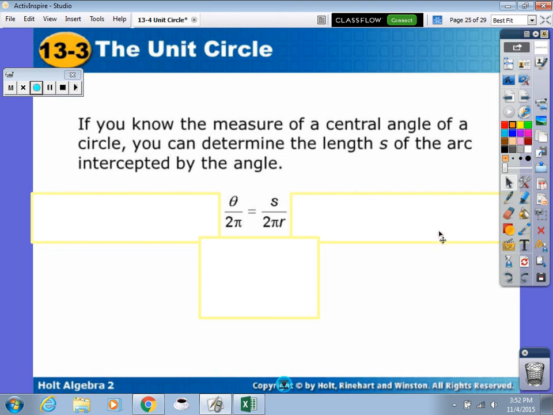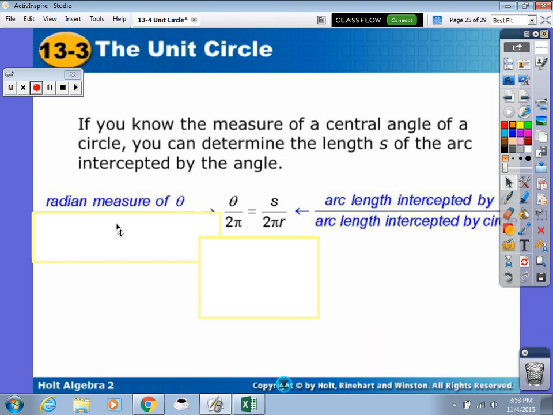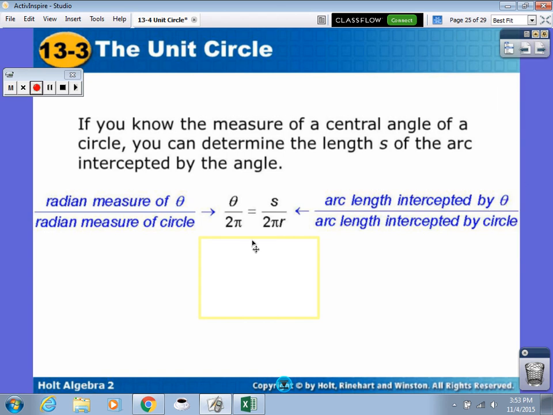And we are going to get some grasp of understanding here. So our arc length intercepted by the angle theta, and the arc length of the circle is our proportion on the right hand side. The radian measure of the circle completely all the way around is 2 pi.